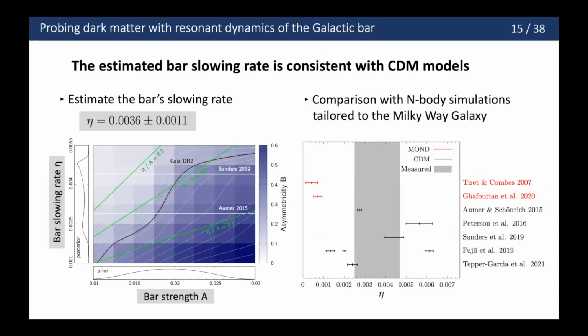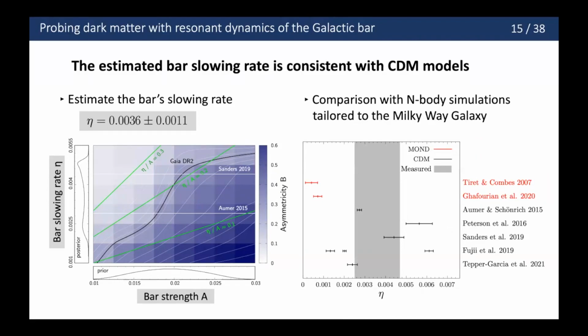So I quantified the agreement between the data and the simulation, and then using the prior for the bar strength, which is constrained from a separate study using the inner gas kinematics, I estimated the bar slowing rate eta. And then on the right, I'm comparing this value with n-body simulations, which are particularly tailored to the Milky Way galaxy. So these two red points are the ones that use MOND and modified gravity. These simulations predict a very small slowing rate, which is more than 2 sigma offset from my measurement.